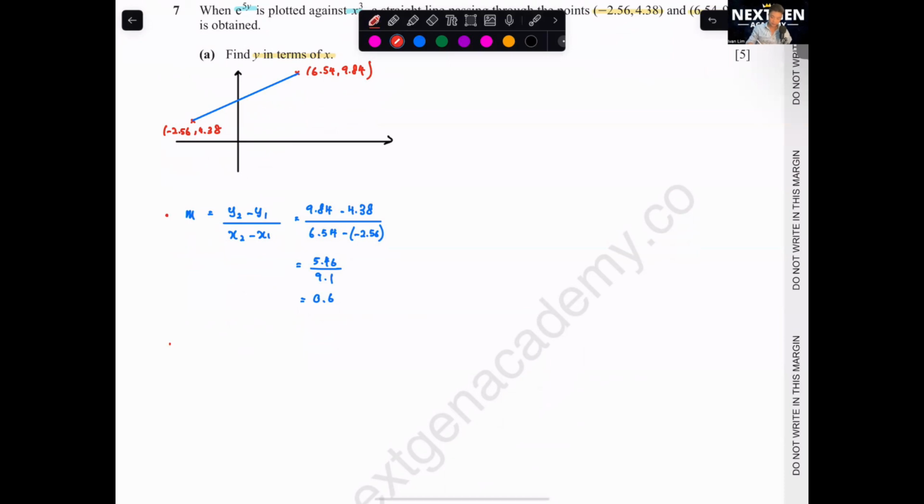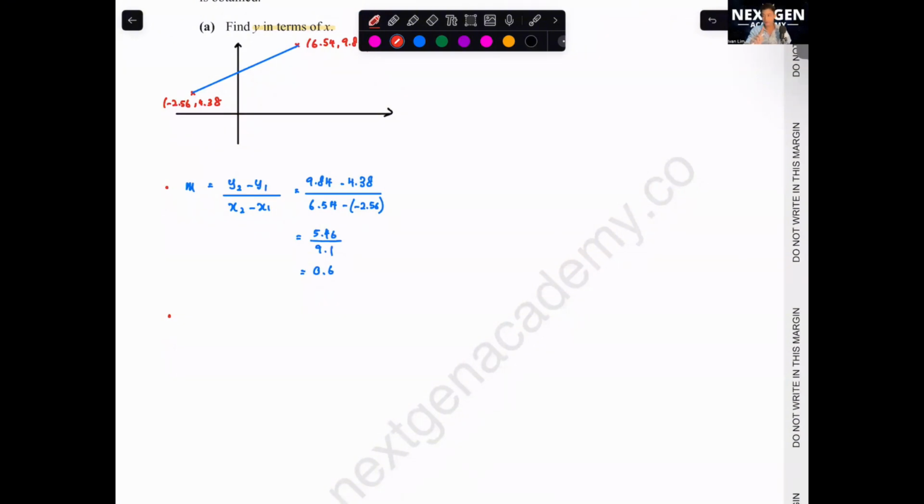Second step, you need to find your y-intercept. For the y-intercept, you need two things: your gradient and one point. So you just take any of the points. We have m equals 0.6. For me, I like to use positive points, so I'll use this one, 6.54 and 9.84.